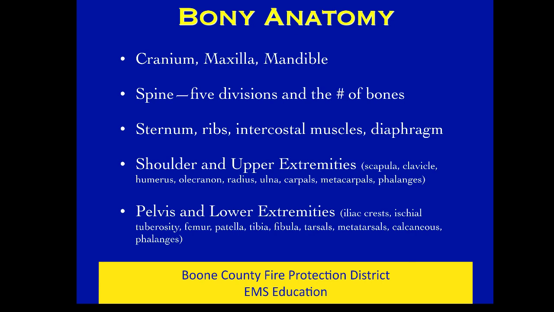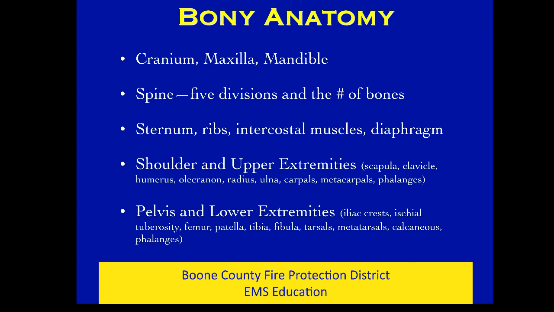So part of the readiness check is that you know some of the big ones, but we need to start making progress on this. So cranium, maxilla, and mandible, the 5 divisions of the spine and how many bones are in each, such as the cervical has 7, the thoracic has 12, the lumbar has 5, the sacral has 5, and the coccygeal has 4. 7, 12, 5, 5, and 4, 33 bones total. You should probably know that for the lab, actually. You can probably have that memorized by then.